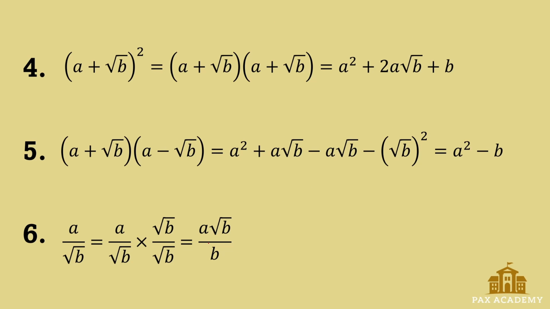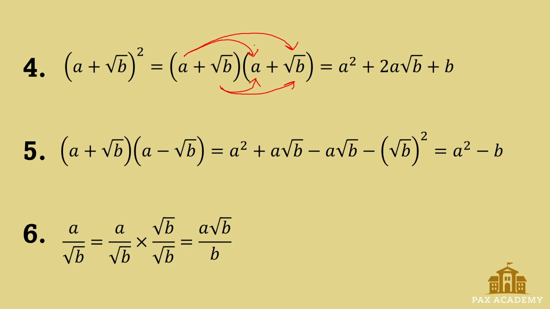Then let's look at these ones, which are slightly harder. So first we have a plus the square root of b in brackets squared. Because it's squared, it's the same thing as a plus the square root of b in brackets times a plus the square root of b. And then if we expand these two brackets, we would have a times each term inside the brackets, and then the square root of b times each term inside the other bracket.